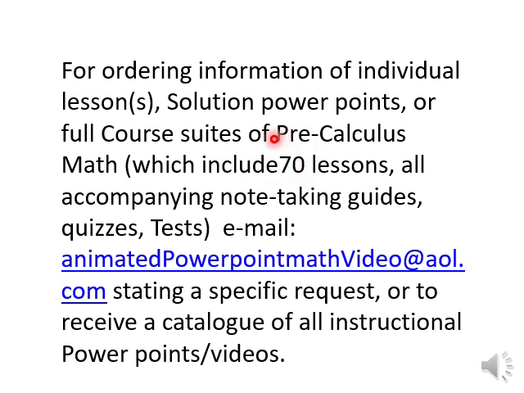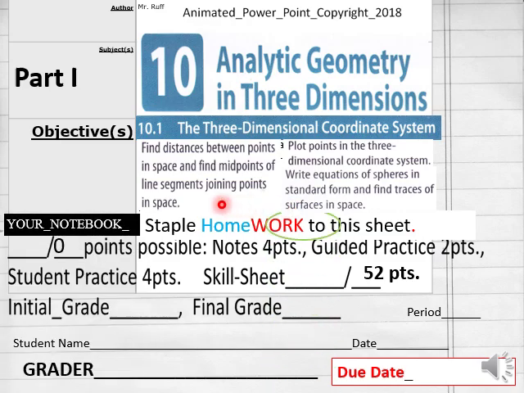Hello everybody, we're getting ready to do lesson 10.1 part 1 homework for pre-calculus math today. For today's homework lesson we got 52 points here on your homework sheet. Part 1 is analytic geometry in 3 dimensions, and 10.1 is the 3-dimensional coordinate system.